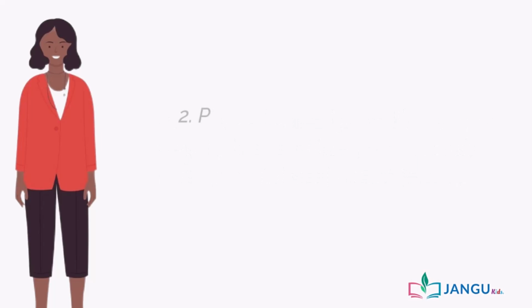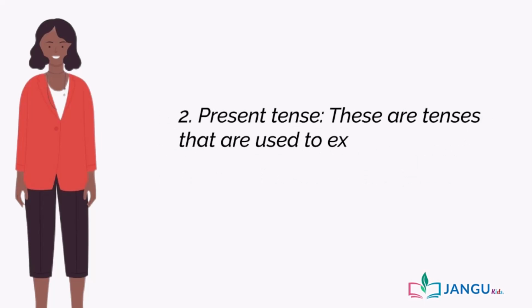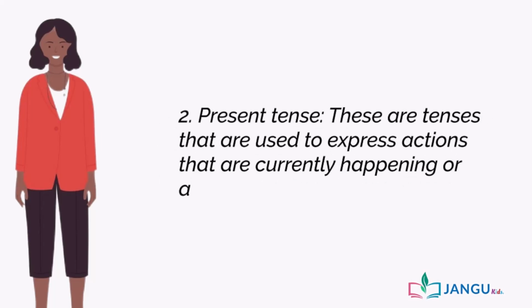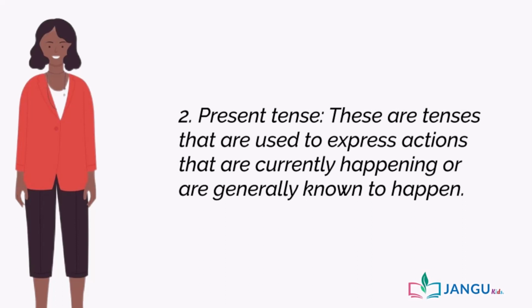2. Present tense. Now these are tenses that are used to express actions that are currently happening or are generally known to happen. Present tense makes use of verbs that show how an action is currently ongoing. This is done by adding the suffix ing to the verb or verbs in the sentence.